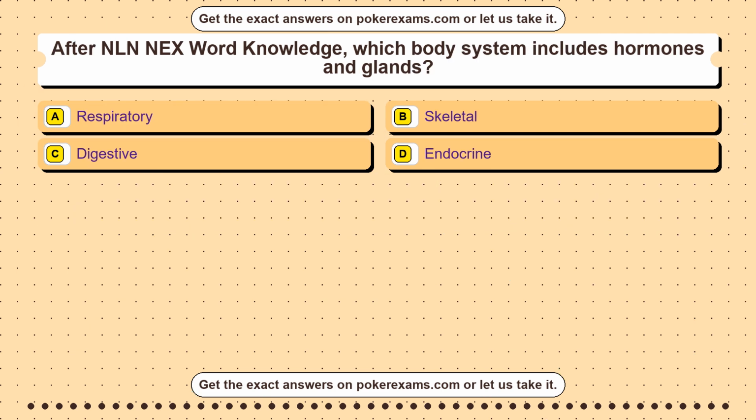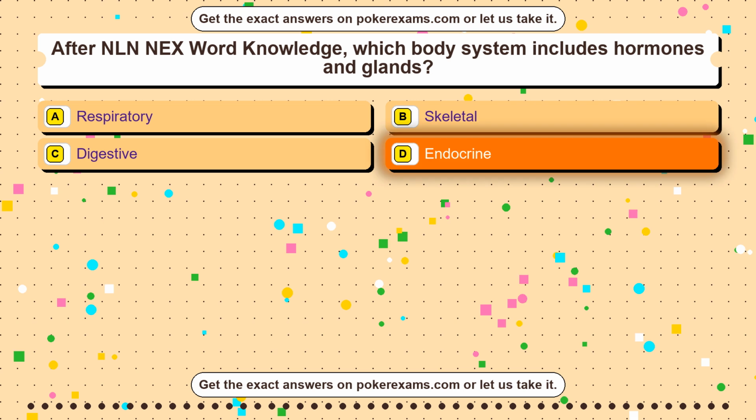Question 6. After GED word problems practice, which sentence has a misplaced modifier? Option A. He ran down the street with a backpack. Option B. The backpack was on his shoulders. Option C. He carried the backpack carefully. Option D. Running down the street, the backpack bounced on him. The correct answer is option D.